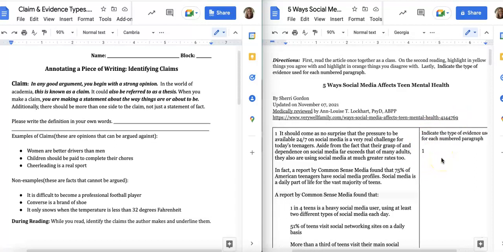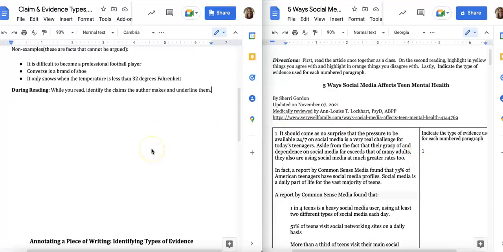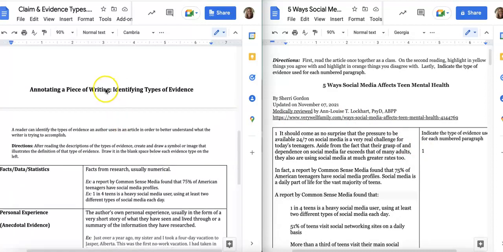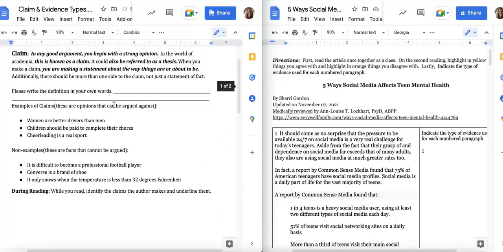for each numbered paragraph. But you may recall that when we went over types of evidence, we just went over it briefly and listed it in the original document. So I want to talk to you about two things that you're going to be looking for. First of all, identifying claims, and then the second thing is identifying different types of evidence. So let's go to claims first.